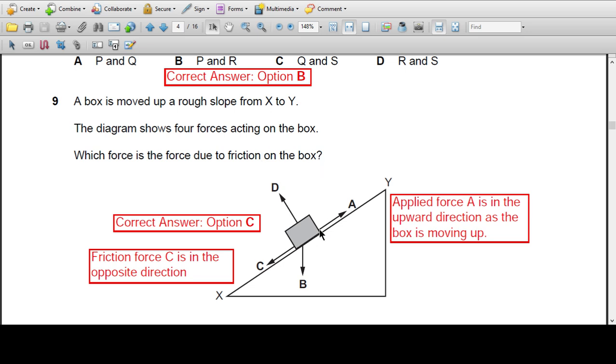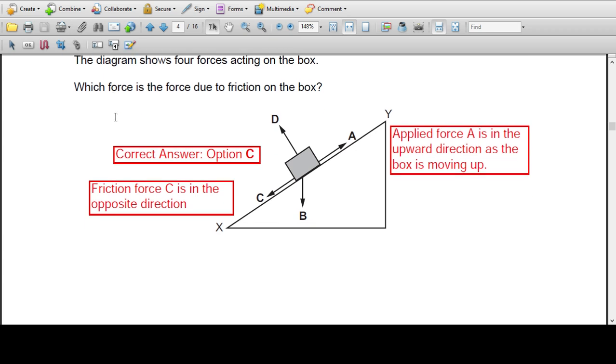Since the object is moving in the forward direction, the friction force should be in the opposite direction. The applied force is A in the upward direction as the box is moving up. So C is the friction force, because the friction force always acts in the opposite direction of the applied force. Option C is correct. So this is the answer to question number 9.